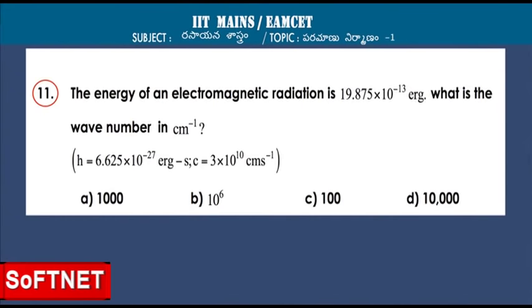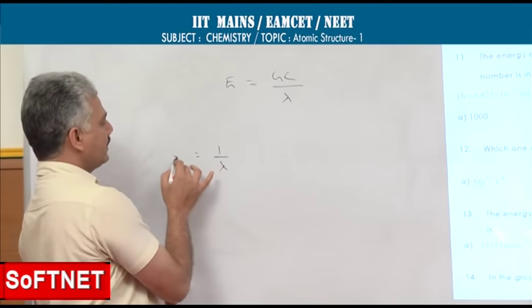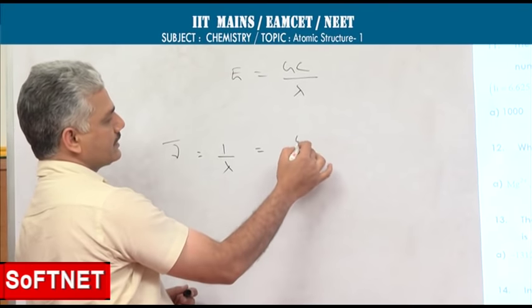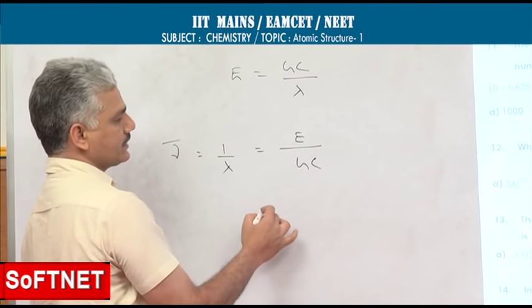The energy of electromagnetic radiation is given as 19.875 into 10 power minus 13 ergs. What is its wave number in centimeter inverse? Energy is given, we have to calculate the wave number. Energy is calculated by using the relation hc by lambda. 1 by lambda represents the wave number value. Therefore, from this relation 1 by lambda is equal to E by hc.